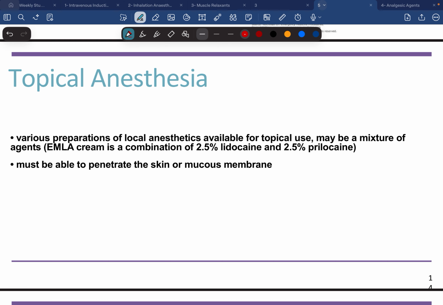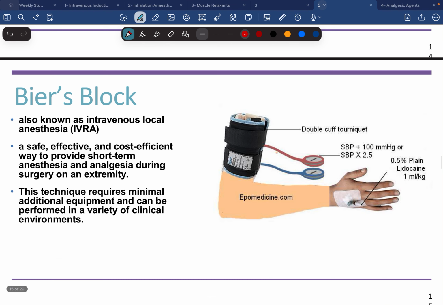Bier block. Bier block is also an intravenous one. It's contraindicated for all the agents except lidocaine, so it's usually managed with lidocaine. We have 2 cuffs, 2 tourniquet cuffs up in the arm with an IV access at the tip of the hand, usually for any surgeries within the hands and the forearm.